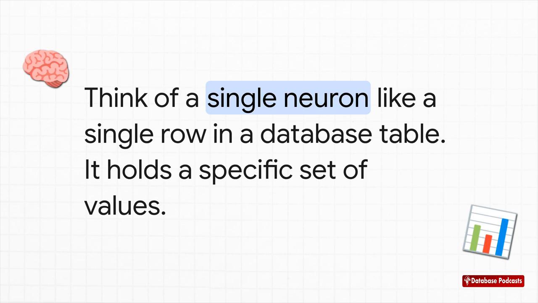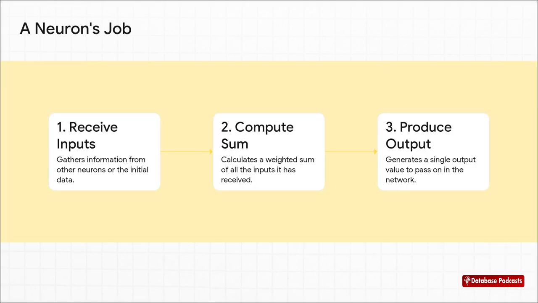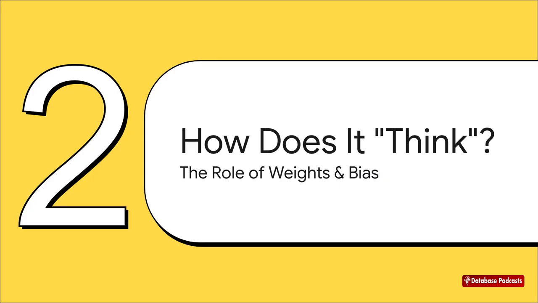Here's a super helpful way to think about it, especially if you've ever worked with databases. Just imagine a single neuron as one row in a table. That's it. It's basically a container for a specific set of values. And what does it do? Well, it's an incredibly simple three-step process. First, it receives its inputs. Second, it computes something called a weighted sum of those inputs. And third, it produces an output. That's really all there is to it. Simple, right?